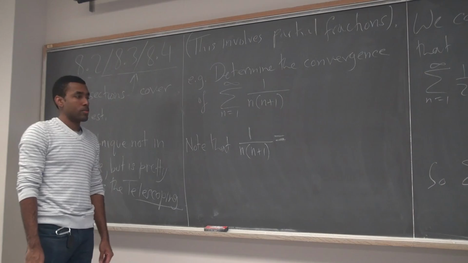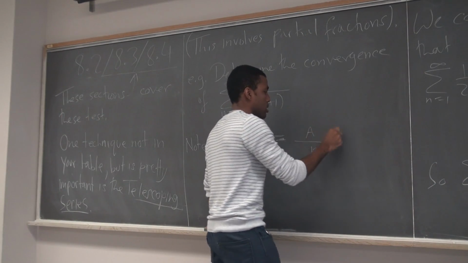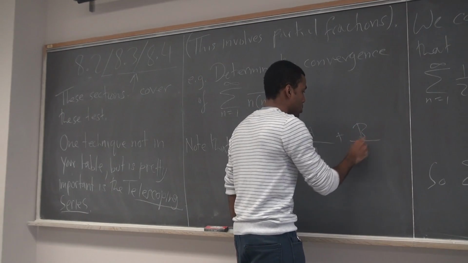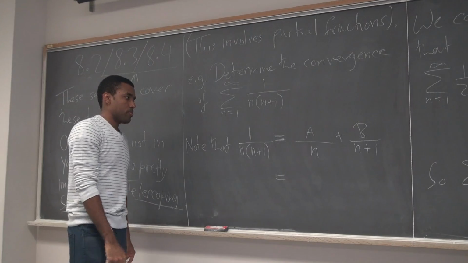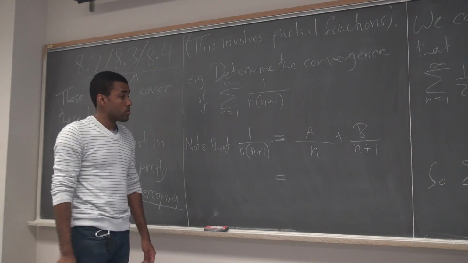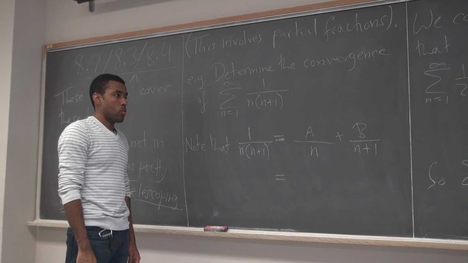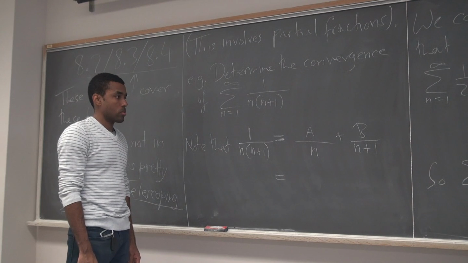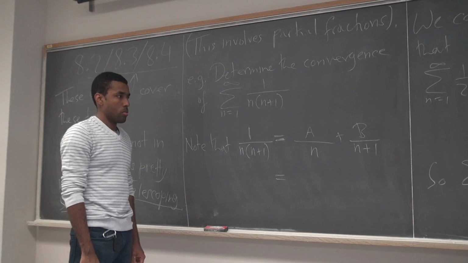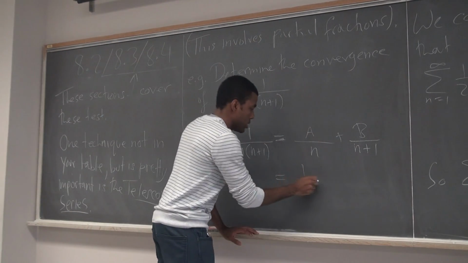Something over n, a over n, and b over n plus 1. Right, you'll have something over n plus something over n plus 1. All right, what's your a? What's a? A is going to be 1. B is going to be what?